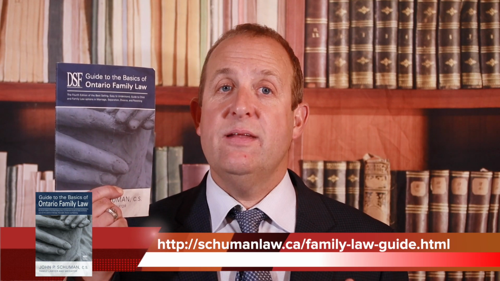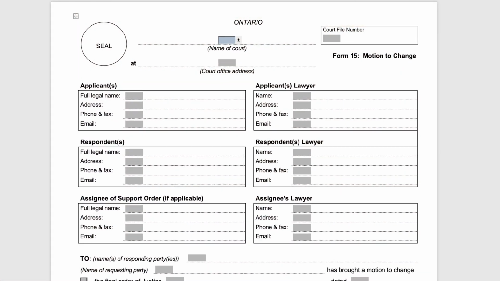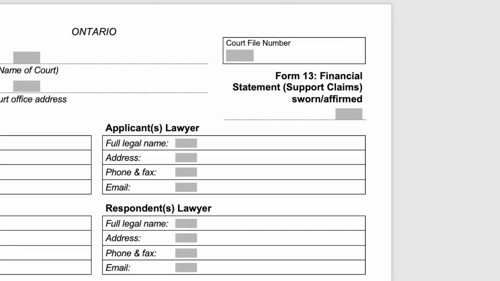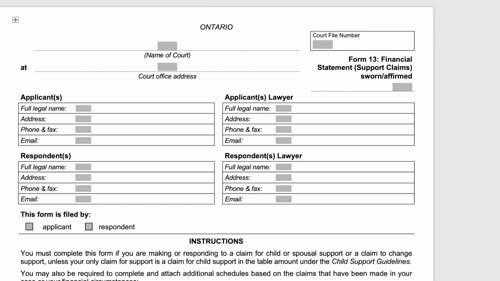All the steps necessary to change a support order are set out in detail in my book, Guide to the Basics of Ontario Family Law. So if you need more details than are in this video, getting the ebook for $9.99 may be a good investment. All the forms for a motion to change start with the number 15, except that the parties may also need a Form 13 financial statement.